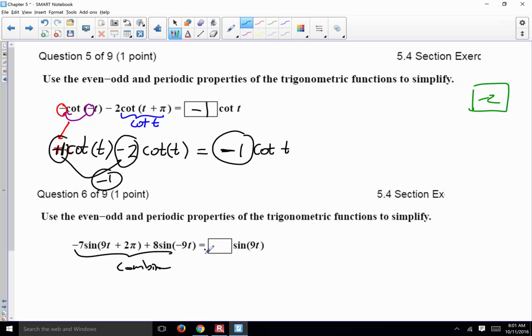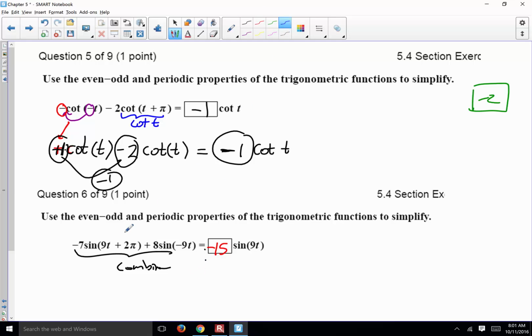Any results? Come on, it shouldn't take that long. Negative 15. Is that right? Is that the same answer you all got?